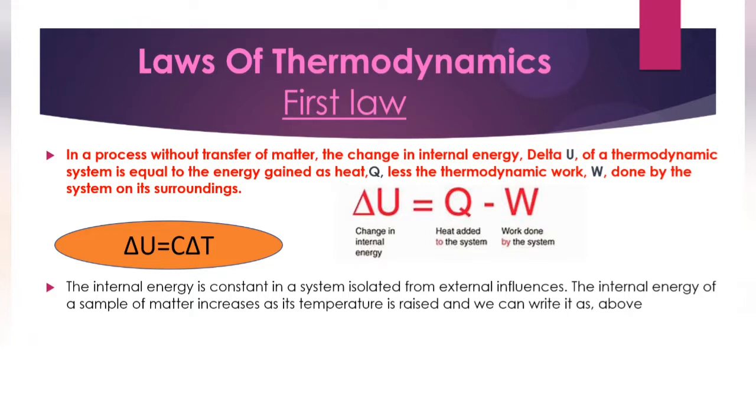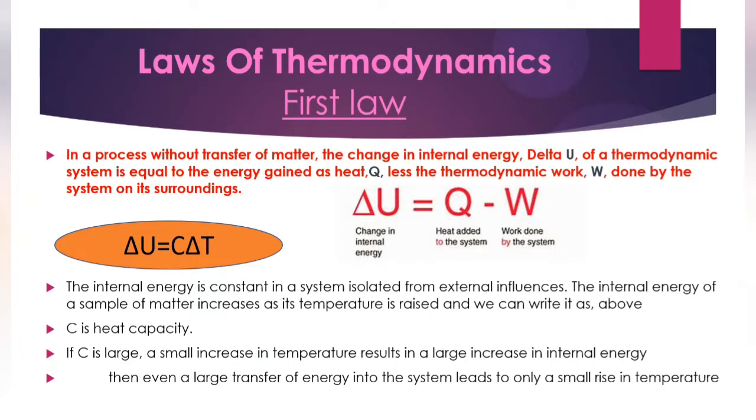The internal energy of a sample of matter increases as its temperature is raised, and we can write it as delta U equals C delta T, where delta U is the change in internal energy when the temperature of the sample is raised by delta T. The constant C is called the heat capacity of the sample. If the heat capacity is large, this remark can be expressed in a physically more significant way by inverting it. If the heat capacity is large, then even a large transfer of energy into the system leads to only a small rise in temperature.